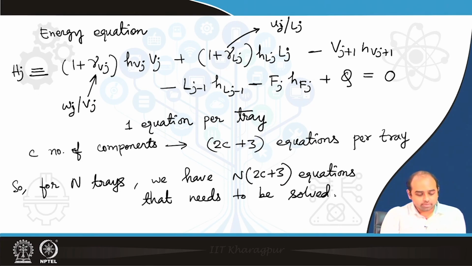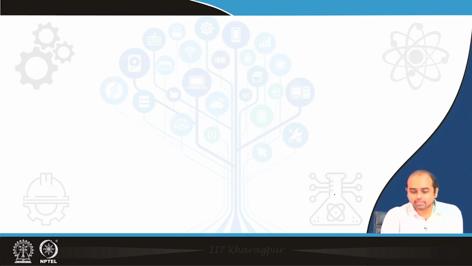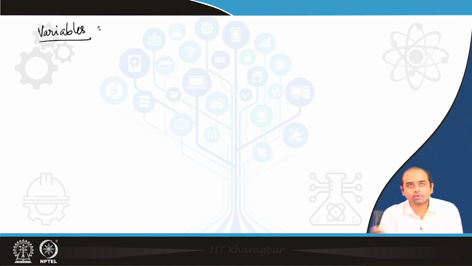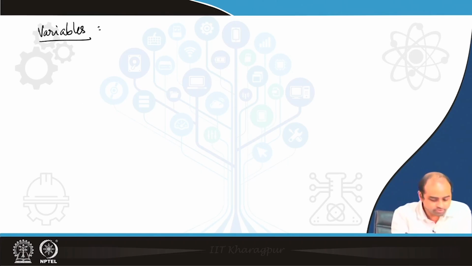Now let us look into the number of variables in this system. Right, because the number of variables has to match with the number of equations. At least, whatever the degrees of freedom that we have should also be specified, and once we list down the number of variables, it will be easier to estimate the degrees of freedom. So for each tray, the liquid and vapor mole fractions are the variables. So let us list them down.